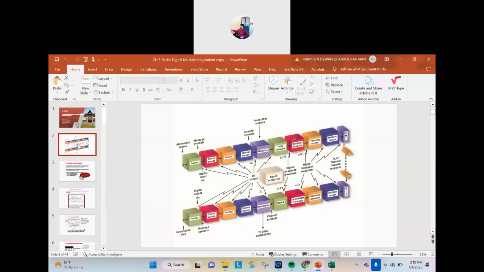Okay, so this one is the block diagram of the entire part of the data communication system. You are not going to learn all of this. You only learn a few parts of that because your major is biomedical, not communication. For me, I learn all of this. Okay.